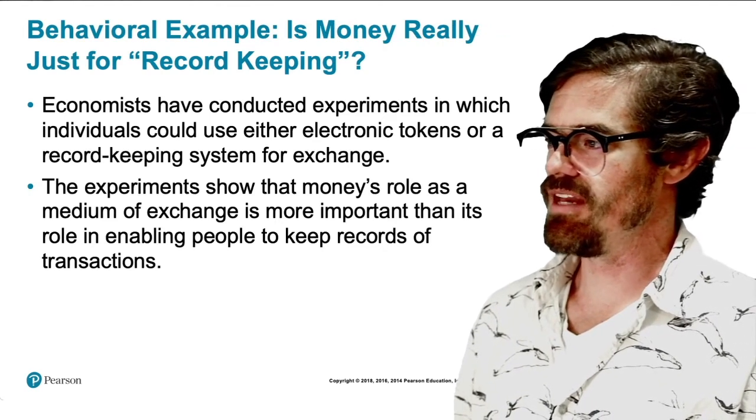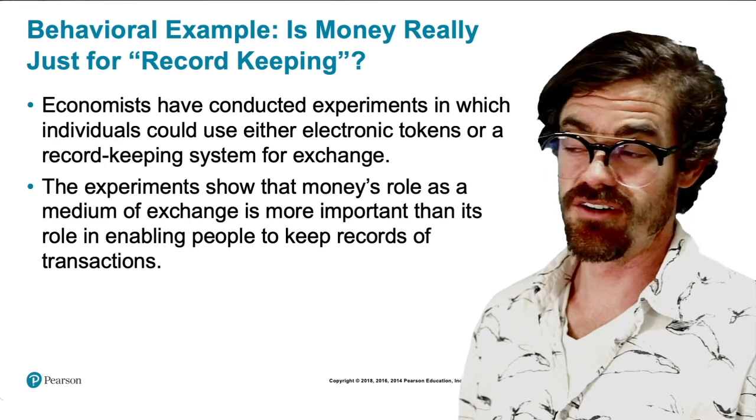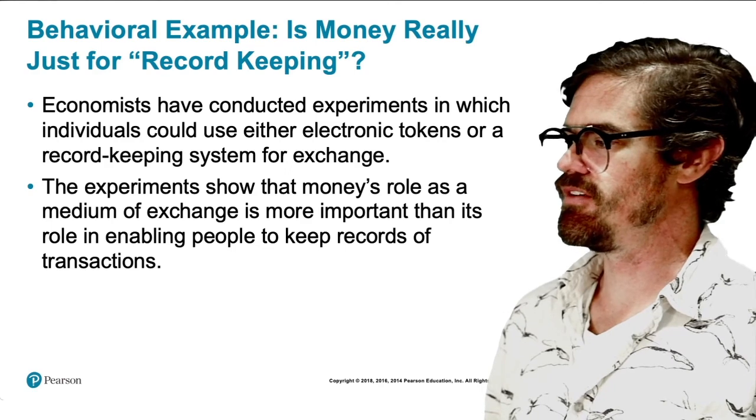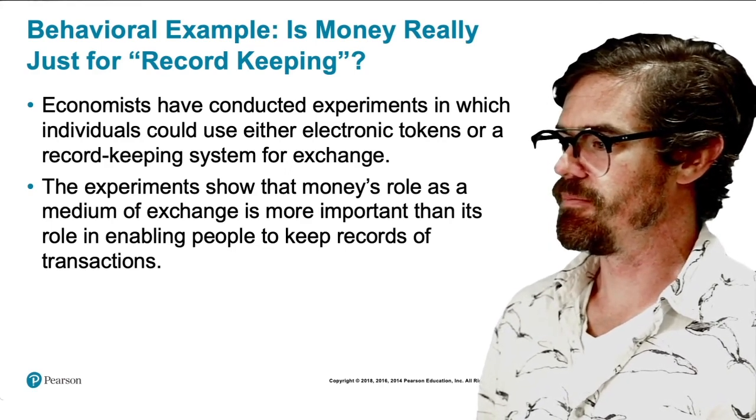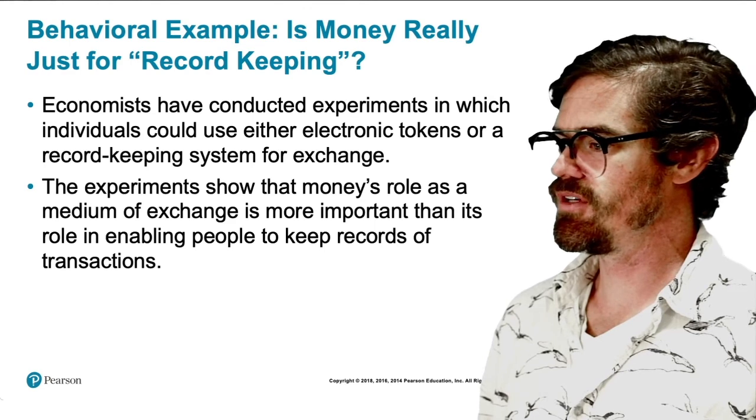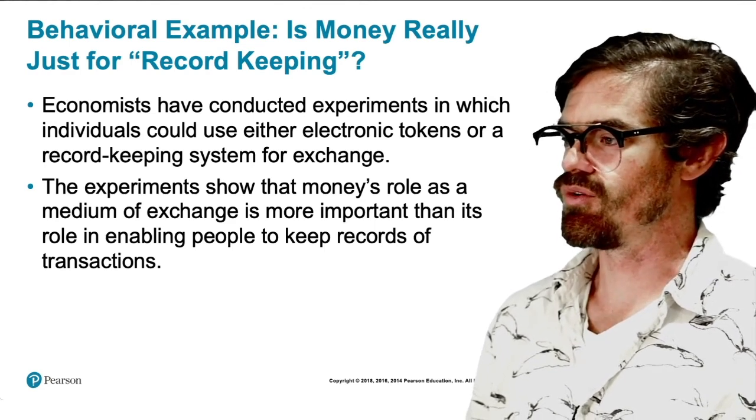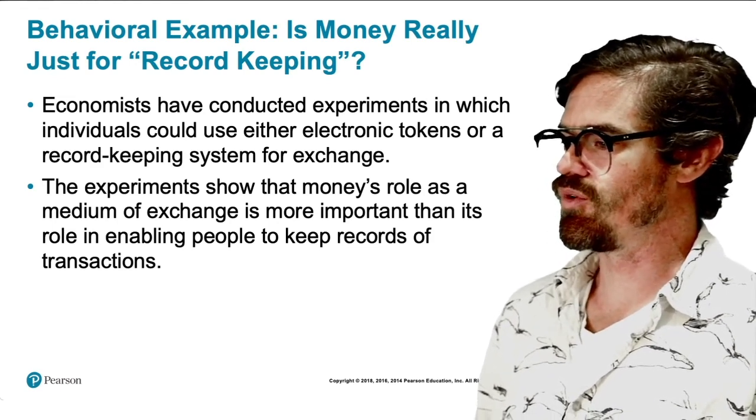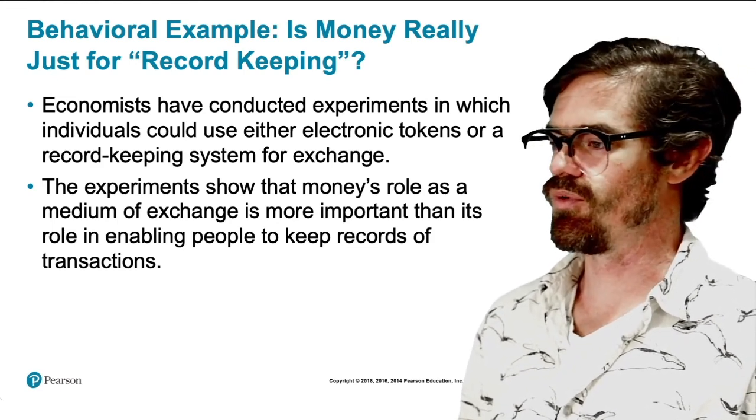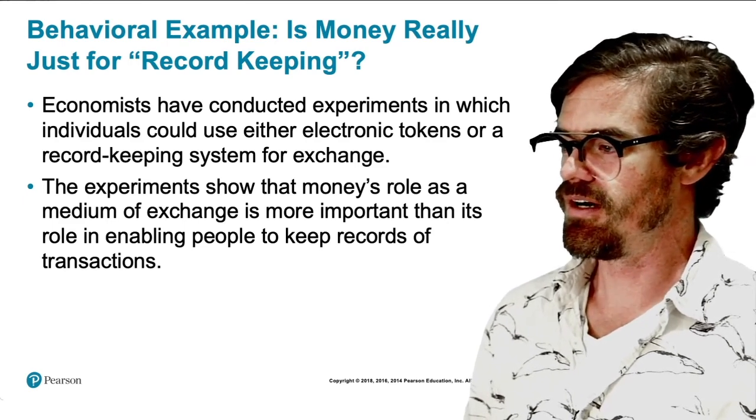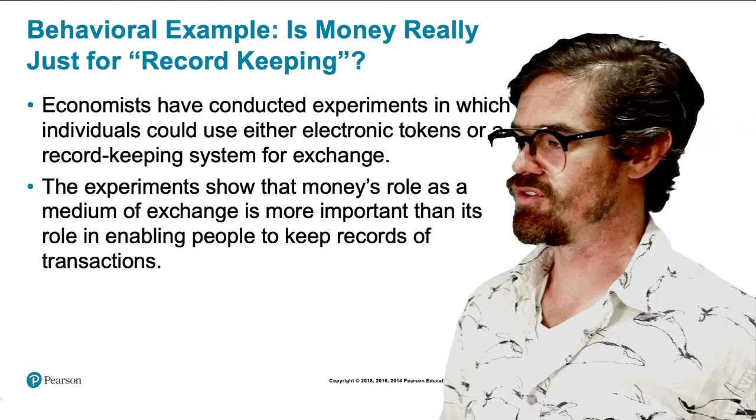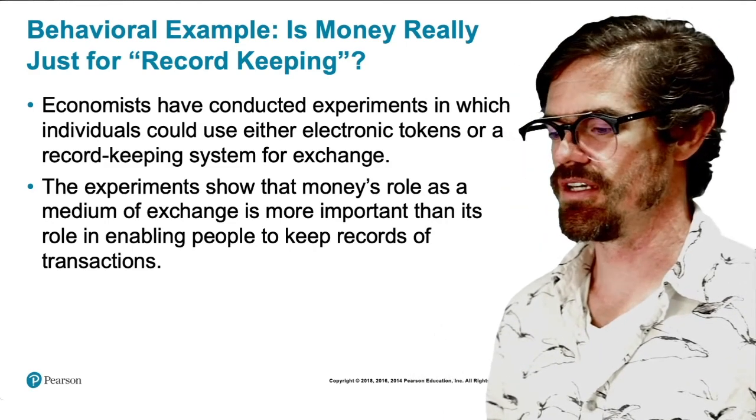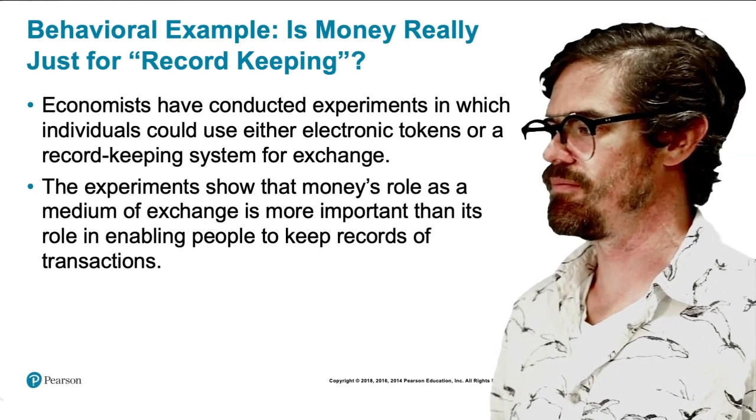All right, thinking about this behavioral example, is money really just for record keeping? So economists have conducted experiments in which individuals could either use electronic tokens, or they could use a record keeping system for exchange. And the experiments show that money's role as a medium of exchange is actually more important than its role in enabling people to keep records of transactions. So, and maybe that's not surprising, right? Especially given today's society and the way that we purchase things.